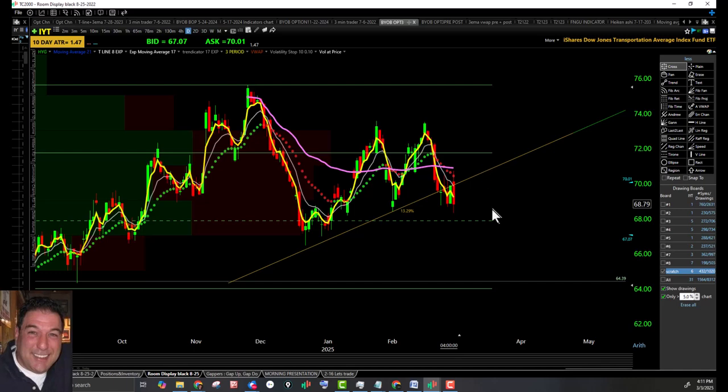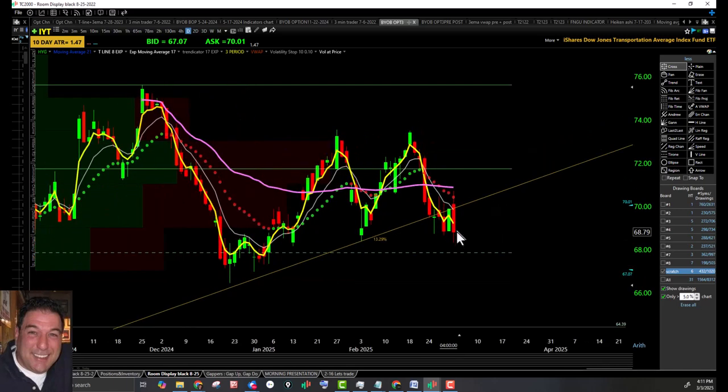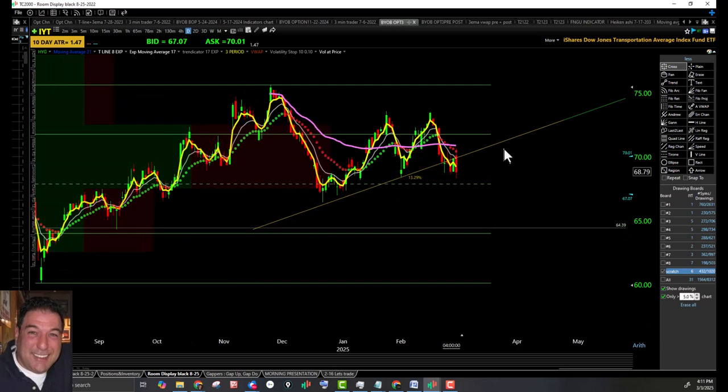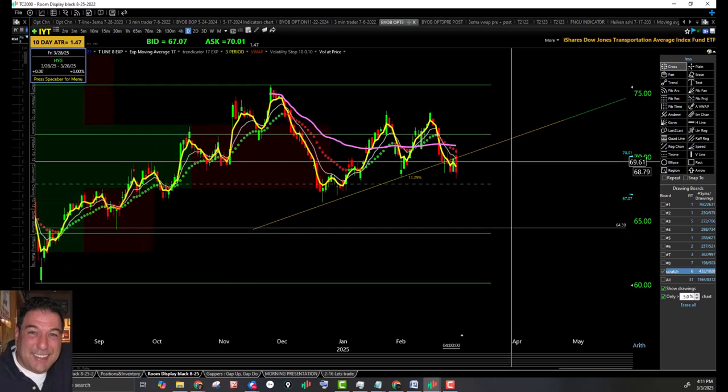IYT, transports: another outside day, closing under the trap, under the 17, under the all-time high anchored VWAP, under the uptrend line, not in the upper third, just neutral right here on IYT.